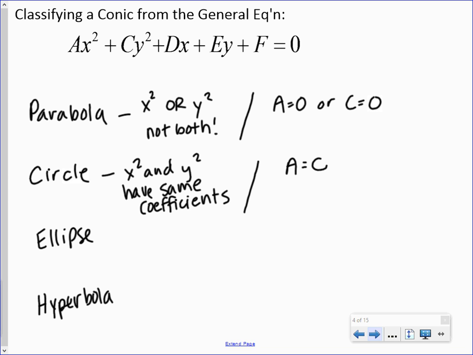For an ellipse and a hyperbola, mainly for an ellipse, we don't want it to be a circle anymore, so what must be true about the coefficients? They must be different, but so it's not a hyperbola, they still have to have the same sign. Okay, so key piece here is if it's an ellipse, the x squared and y squared have different coefficients, but they have the same sign coefficient. So I'm going to say x squared and y squared are not the same.